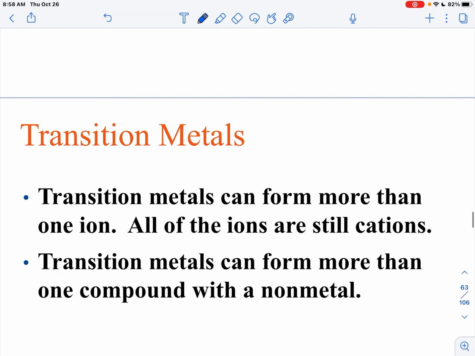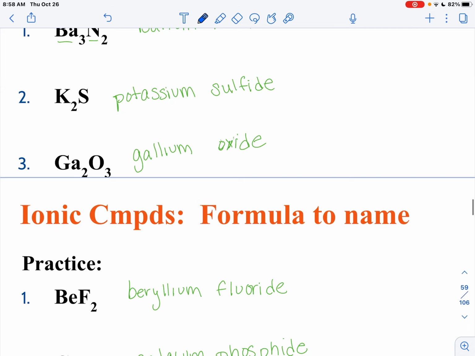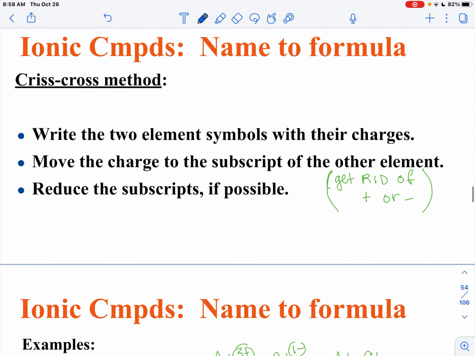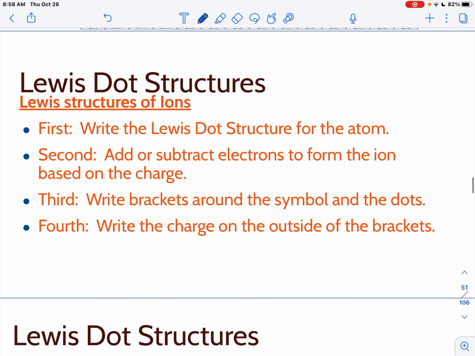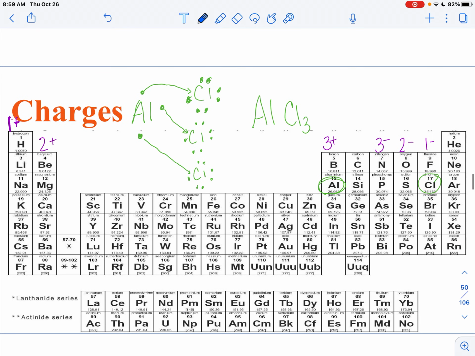Transition metals are the elements in the middle of the periodic table. So we're talking about these here for purposes of our class, okay? We're not really going to deal with these here, and there's some over here, but we're going to deal with this here.